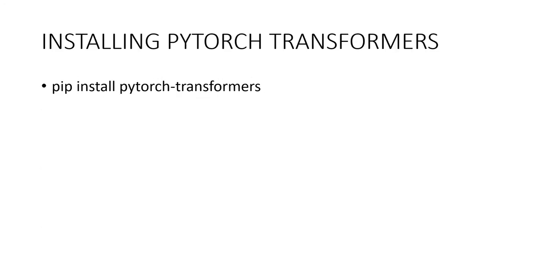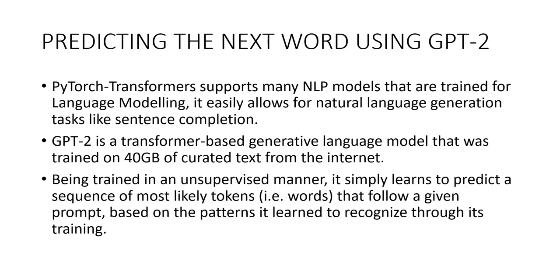See how this is the way we install PyTorch-Transformers. Pip install pytorch-transformers will work. Predicting the next word using GPT-2. See, PyTorch-Transformers supports many NLP models that are trained for language modeling. It easily allows for natural language generation tasks like sentence completion. See, this is NLG. Here we are using natural language generation, so tasks like sentence completion.